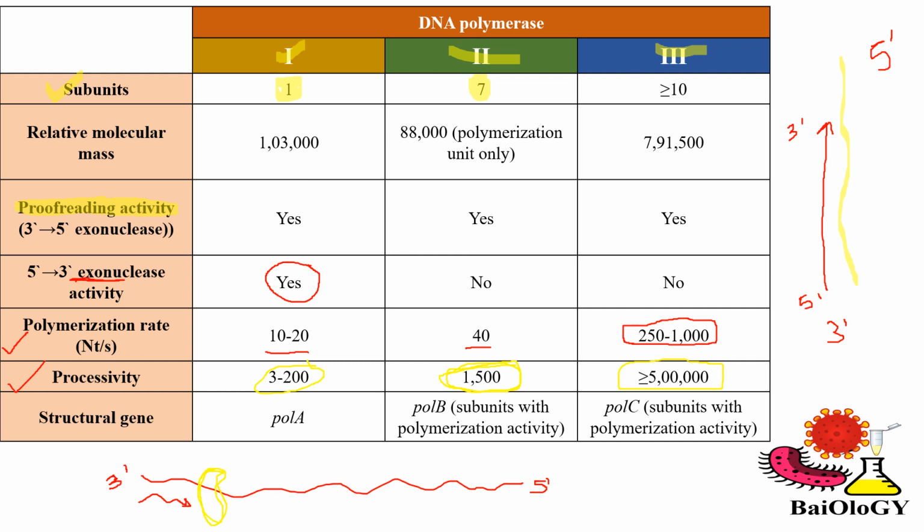The last is the structural gene. What is a structural gene? The DNA polymerase 1 structural gene is polA, and DNA polymerase 2 has polB, and the structural gene is the same as in relative molecular mass. The structural gene is given for the polymerization unit only.